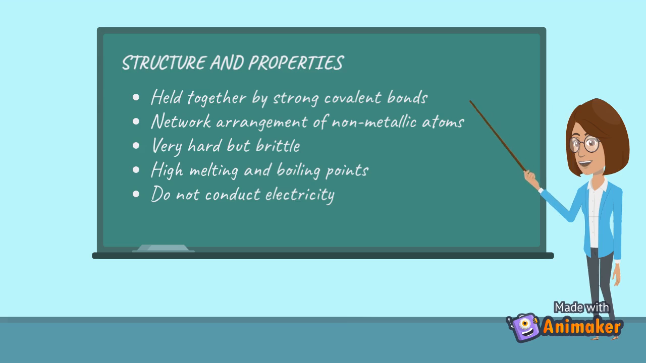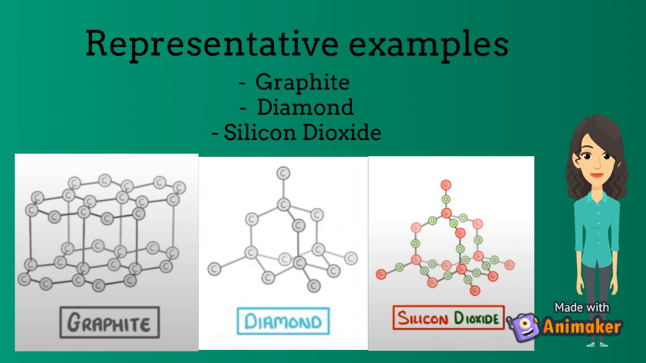Covalent network substances have high melting points due to the many strong covalent bonds within the lattice structure. A lot of energy is needed to break these covalent bonds, resulting in a high melting and boiling point. Furthermore, they cannot conduct electricity because they are comprised of neutral atoms. Examples include graphite, diamond, and silicon dioxide.